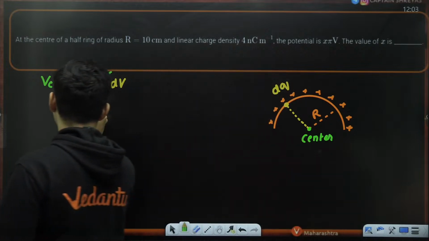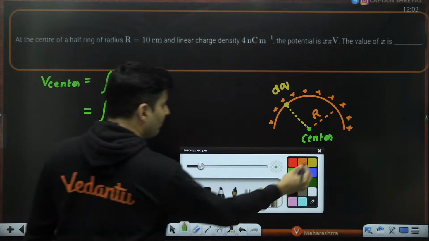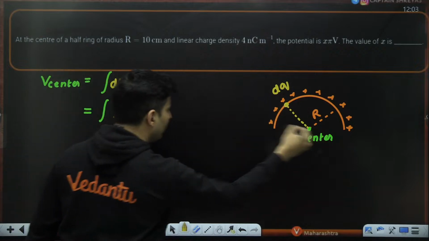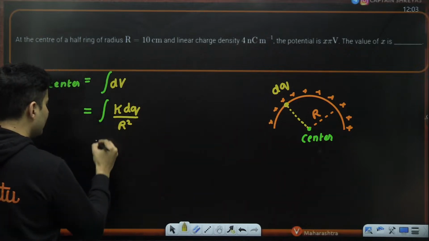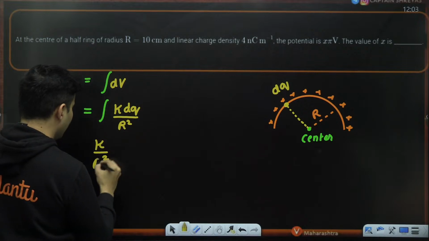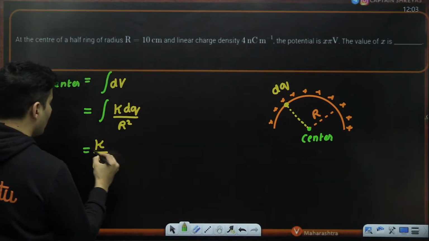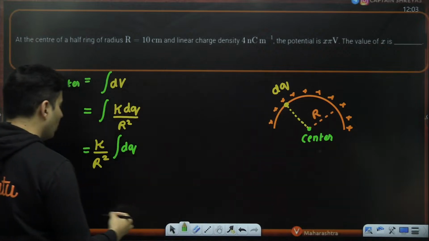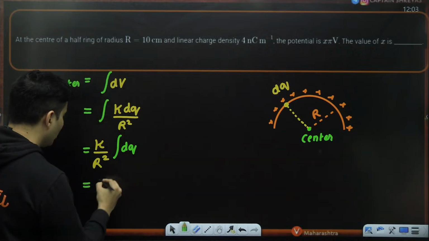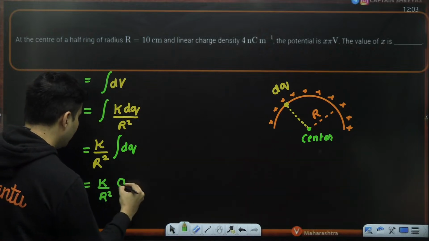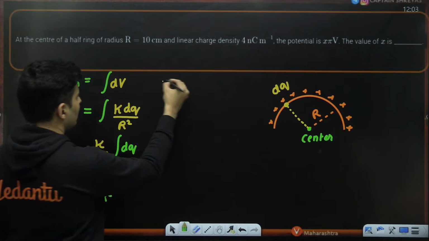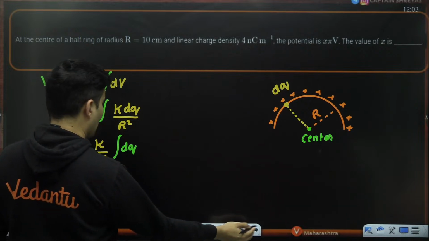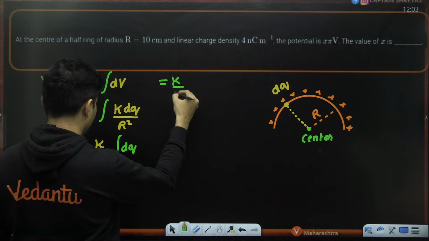Okay. So it will be an integral. What is dV? Potential due to a point charge will be K dq divided by the distance, which is r. K is a constant, and r is also a constant, correct? So inside the integral I just have dq. What is the integral of dq? It is nothing but the total charge. So it will be K by r into q. But how much is that total charge is the question.